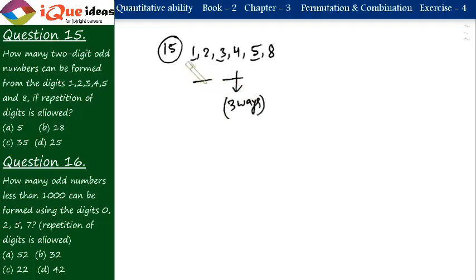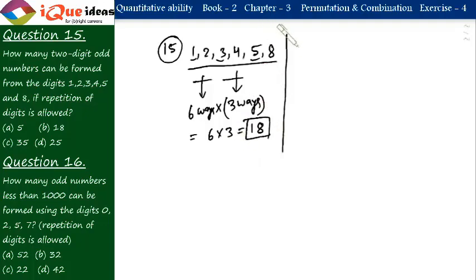Now there is only 1 place remaining and the repetition of digits is allowed. So all the digits can come. So there are total 1, 2, 3, 4, 5, 6 possibilities. So the first place can be filled in 6 ways. Alright. So the total number of ways would be 6 into 3, that is 18. So the total number of numbers is 18. That is the answer of the question. Okay. Then we come to the 16th question.